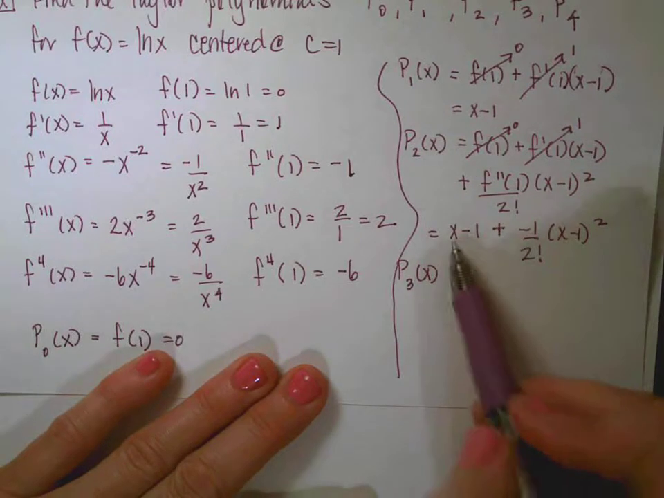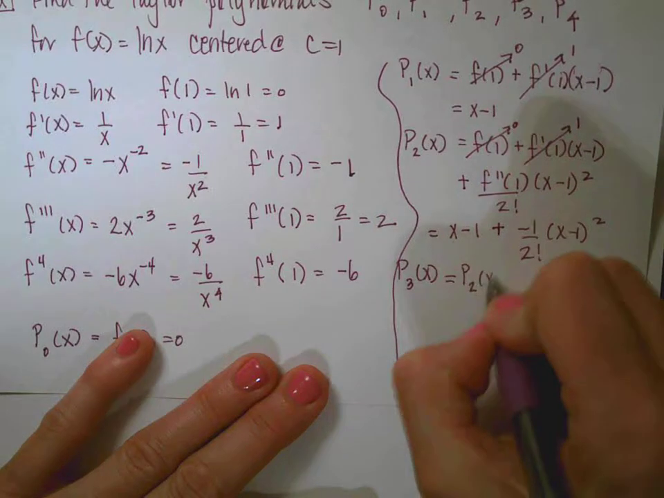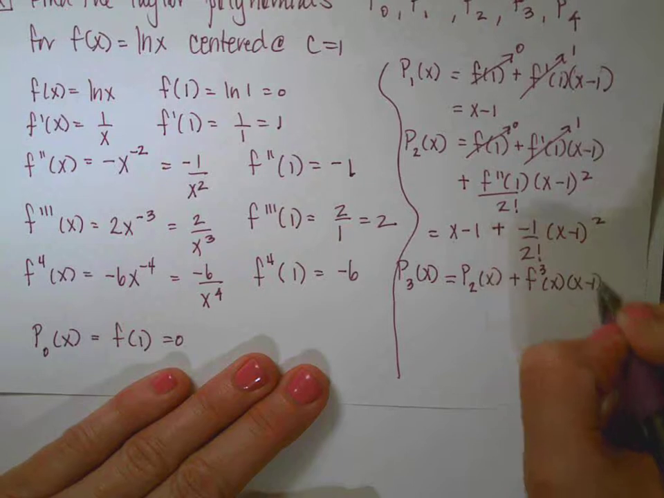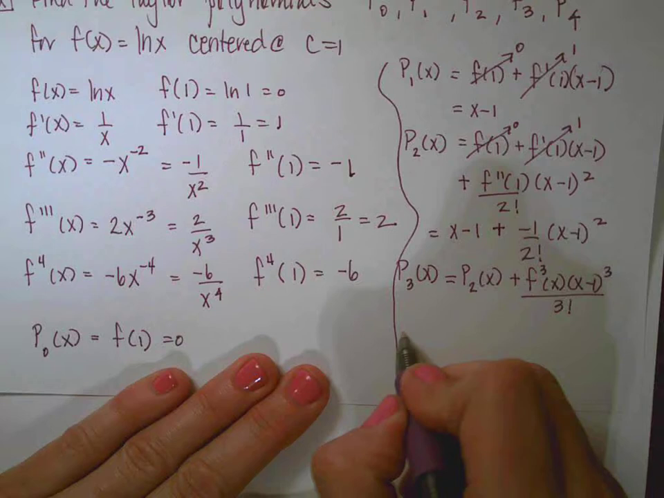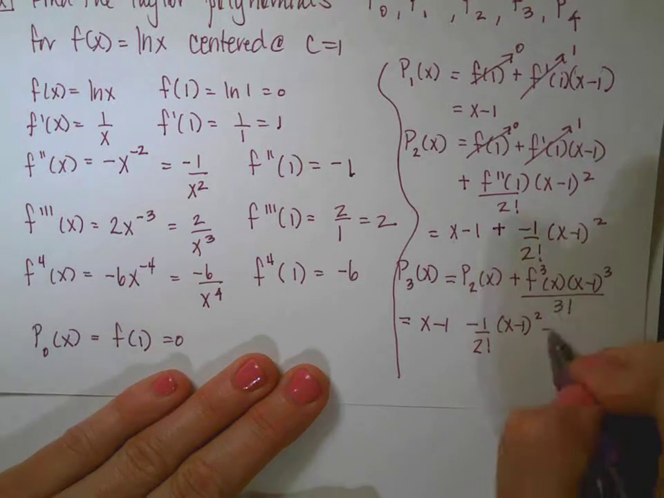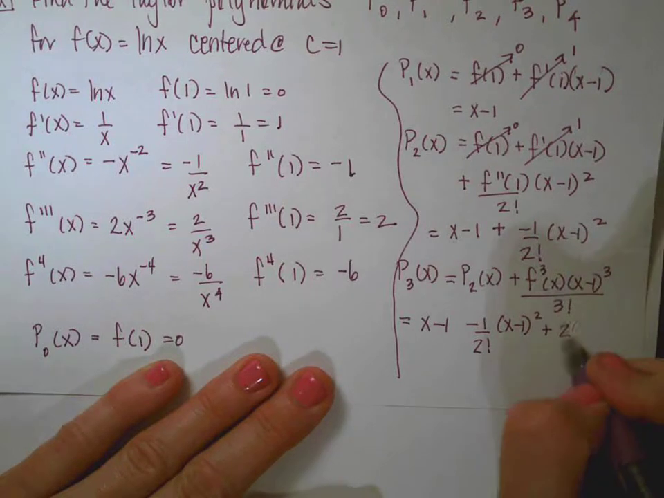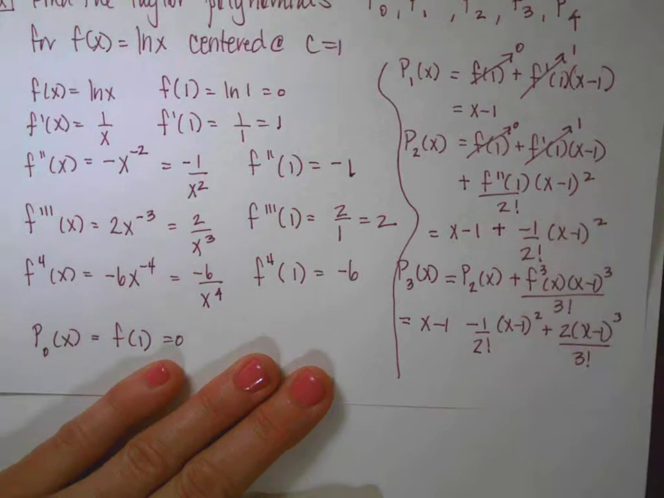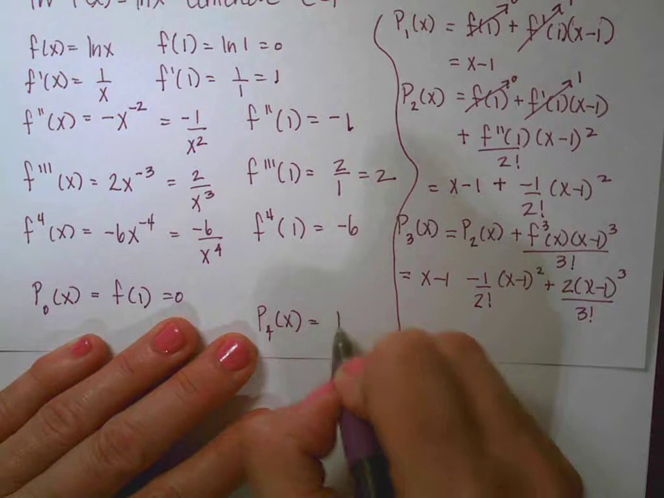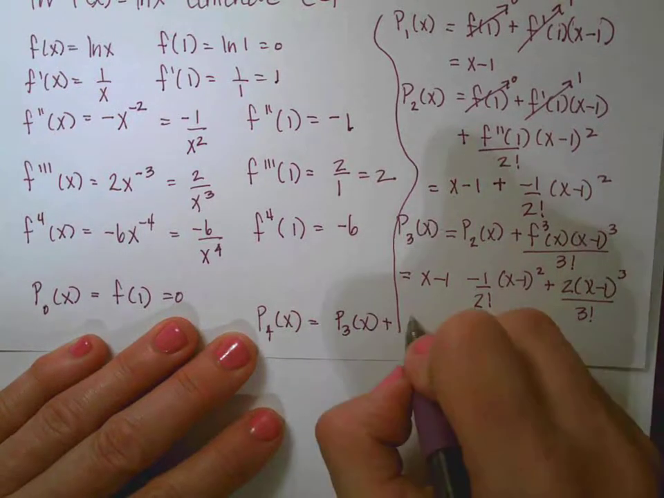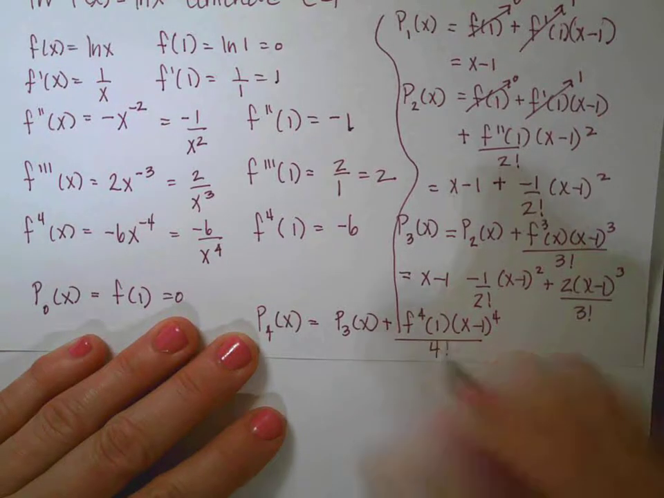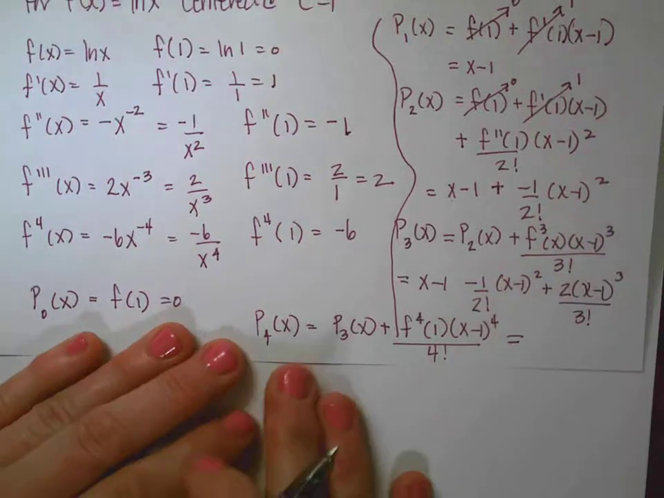P to the 3, if we just start taking some shortcuts, is going to be p to the second plus the next one. So I'm going to write p2 of x, and then I'm going to write p3 of x, which is the third derivative of x times x minus 1 to the third over 3 factorial. Well, p2 of x was x minus 1 over 2 factorial, x minus 1 to the second. Whew, now I have to write this stuff. The third derivative, evaluated at 1, was 2, times x minus 1 to the third over 3 factorial. And then I have one more to do. So the fourth degree polynomial is the third degree polynomial plus the fourth derivative evaluated at 1 times x minus 1 to the fourth over 4 factorial.